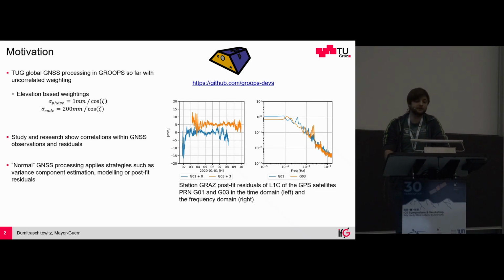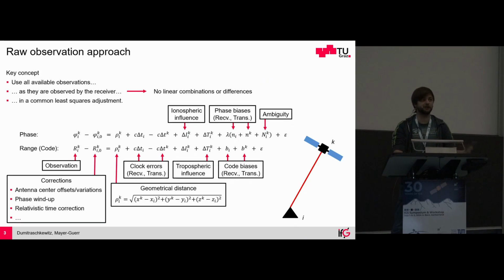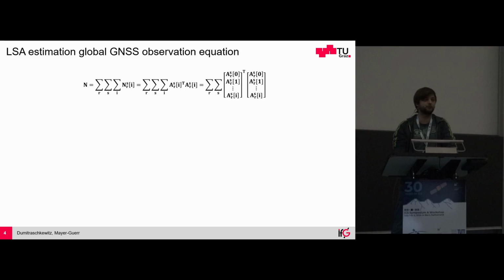One thing that is definitely known about the observation noise of the GNSS observations is that it does not show white noise behavior, as we assume with an elevation-based weighting, as shown in several studies. There is barely any research regarding the stochastic modeling impact of temporal correlations on global GNSS, but there is already research for, let's say, normal GNSS processing, which uses, for example, variance component estimation or modeling of post-fit residual strategies. I'm going to skip this very fast because I think everyone in here knows the formula.